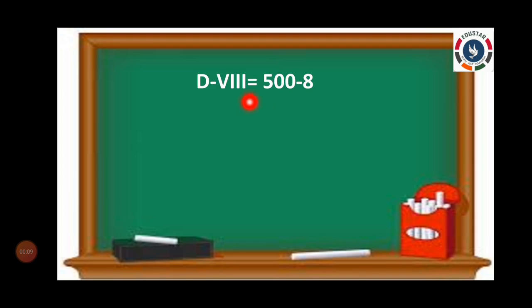So what is the value for D? 500. What is the value for VII? That is 8. Okay. To subtract the two values, you get finally 492.